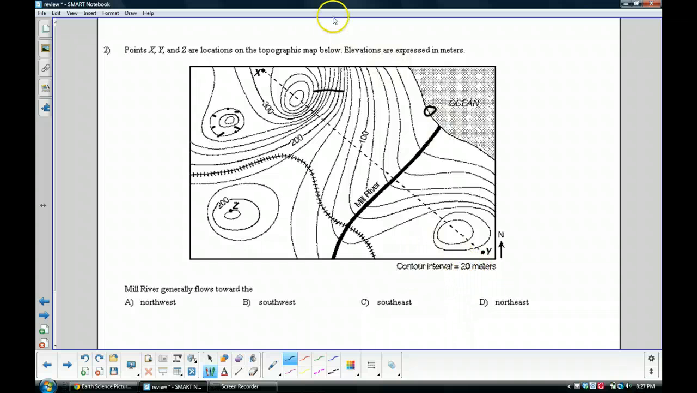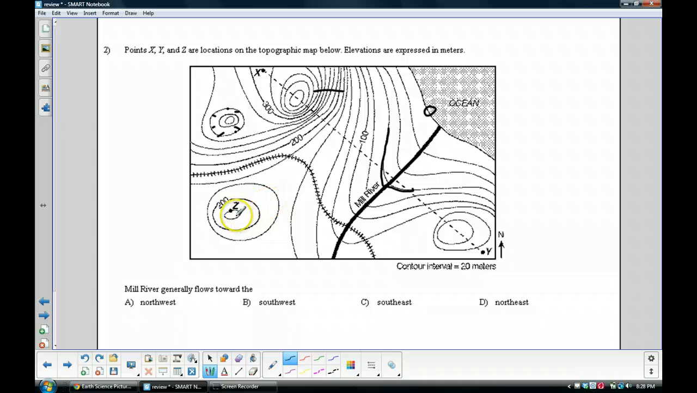So that's one thing. The contour lines, when they cross a stream, they always point uphill. They point the opposite way the river's flowing. This water is flowing downhill. We see this is 100. I know the ocean's at 0, so the water has to be flowing this way. Also, these point uphill. They point the opposite direction the river's flowing.